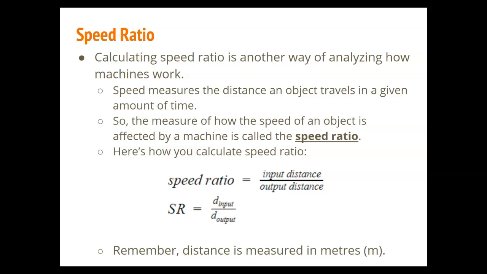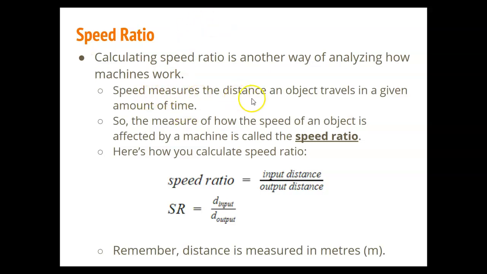Machines will sometimes amplify or multiply your input, giving you a mechanical advantage. But if they're not going to do that, what they might also do is, you may put more effort in, but it's going to make things happen faster. So that's where this speed bit comes in.